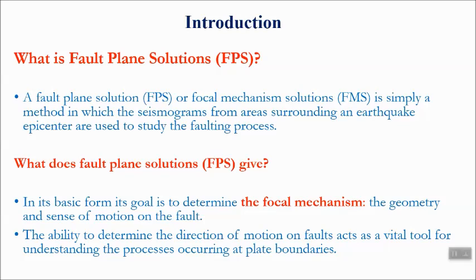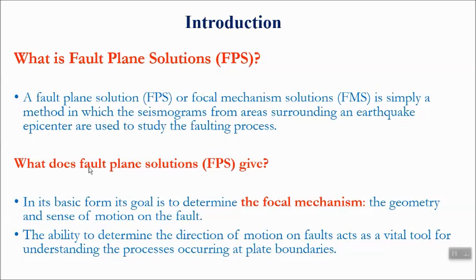So what is actually a fault plane solution? Fault plane solutions, which are also called focal mechanism solutions, simply refer to a method in which the seismograms from the areas surrounding the earthquake epicenter are used to study the faulting process. We have seen that earthquakes are generally related to some kind of causative faults. So we have seismometers in different places, and from the seismometers surrounding the epicenter of the earthquake, we can find out the causative mechanism using these fault plane solutions.